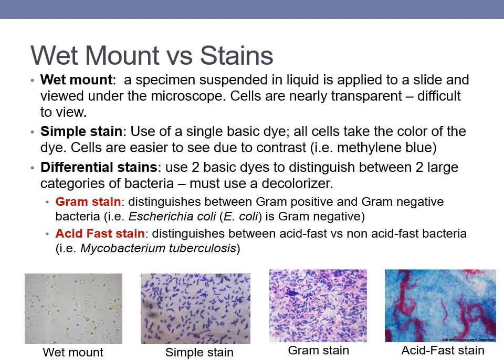Two differential stains commonly used in a microbiology lab are the gram stain and the acid-fast stain. A gram stain is the first stain used in the identification of unknown bacteria. Acid-fast stains are used to detect Mycobacterium species like Mycobacterium tuberculosis, which is the organism that causes tuberculosis.